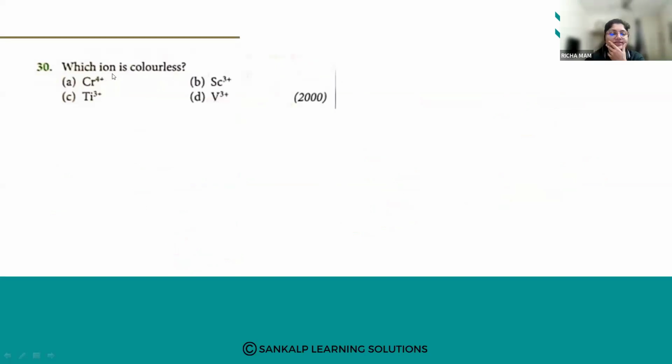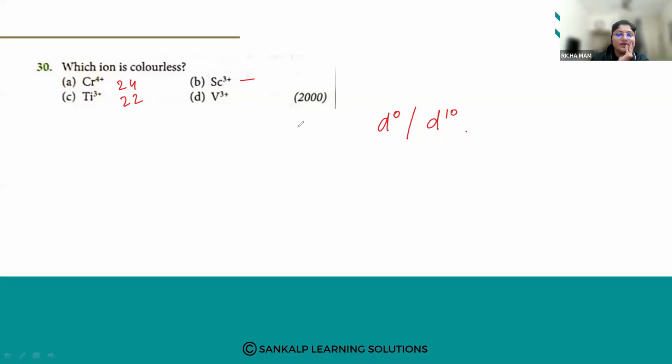Very simple questions, right? Which ion is colorless? For the colorless ions, it should have either a completely filled orbital or a d0 system. Now here they have not given you the atomic numbers, so you have to use your data. Chromium is 24. Titanium is 22. Scandium, how much? So put the data and use it.